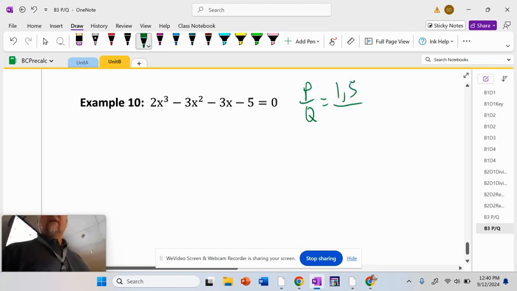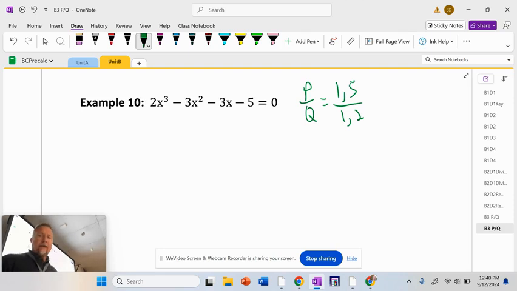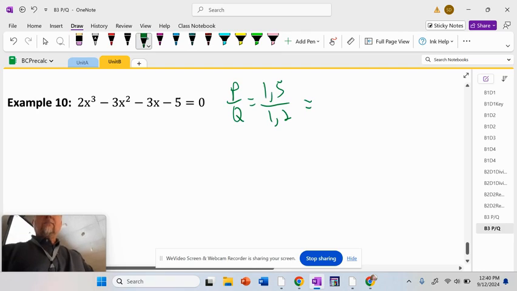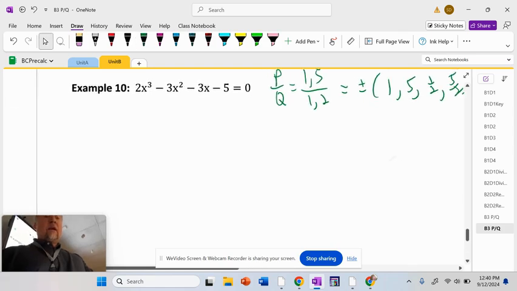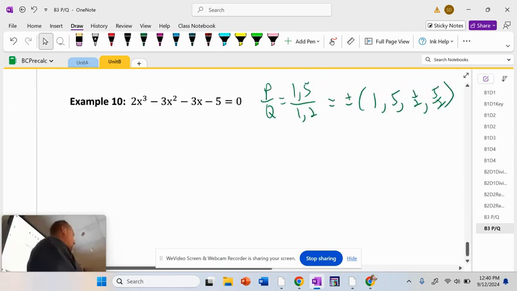All right, so I got to do this. I got to do the 1 and 5 thing, and then I got to do the 1 and 2 thing, right? So factors of 5 over factors of 2. And then the list is plus or minus, let's be lazy, 1, 5, 1/2, 5/2. Okay, and we could very well do this on your test. No calculator.